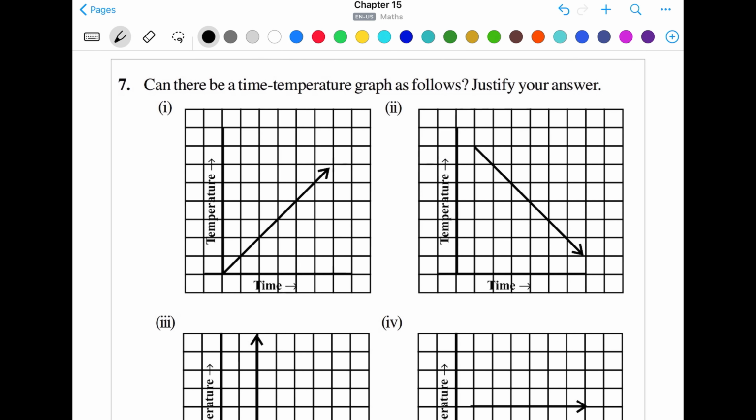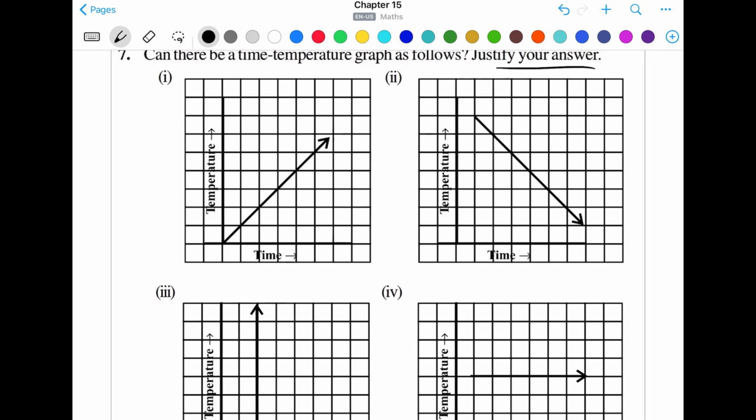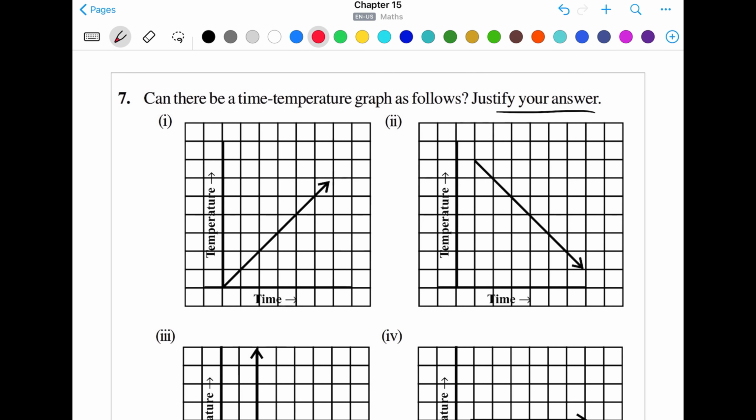Now we have come to the next and the last question of this exercise. You are asked, can there be a time temperature graph as follows? Justify your answer. Okay, so now closely see this. This first graph represents that as the time is increasing, the temperature is also increasing. So this condition is possible. So this is correct. Okay, in the second one, the time is increasing but the temperature is going down. So this is also possible, that with time the temperature is coming down.